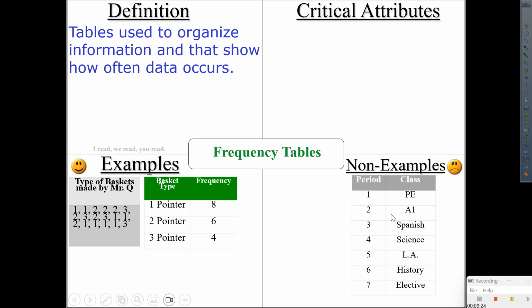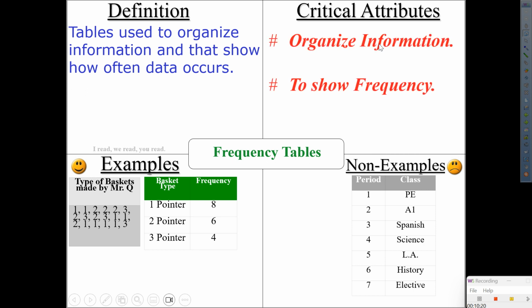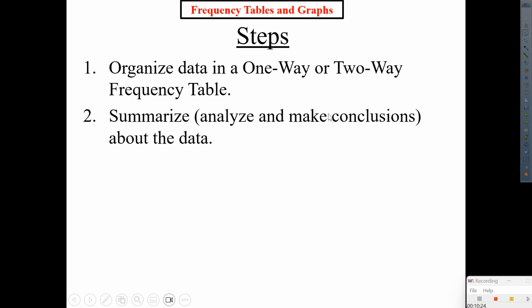All right, so why is this one not a frequency table, Fernando? Yeah, it doesn't show frequencies. This is only, if you want to call it, ordinal? It has an order, but there's no real value in between, okay? So, it's to organize information to show frequency. I gave you steps to follow to do frequency tables, which were these. We're going to get more into those because now we're going to start crunching numbers.